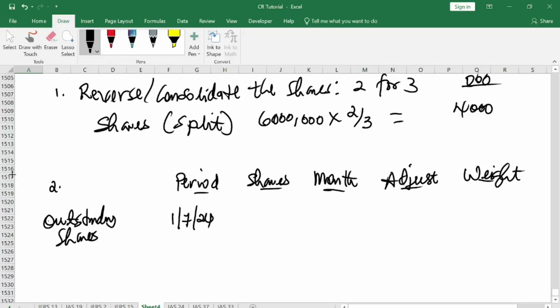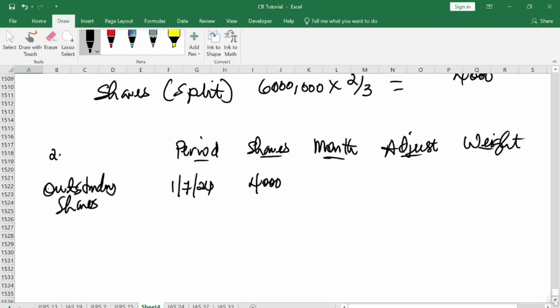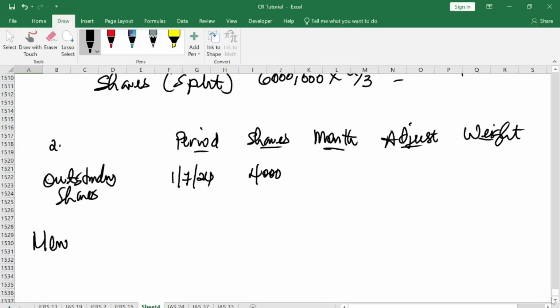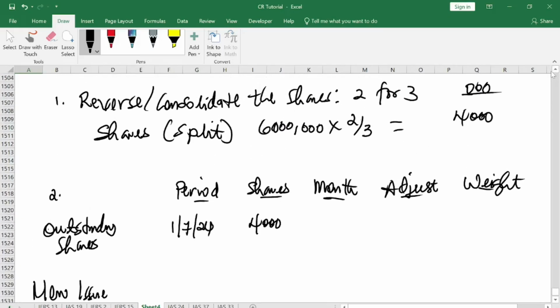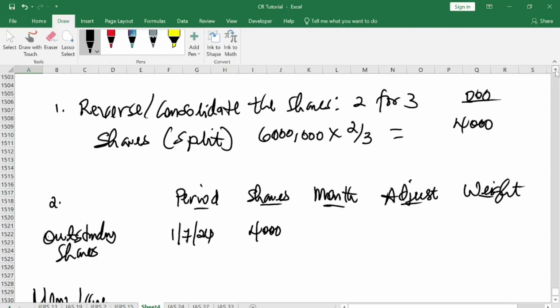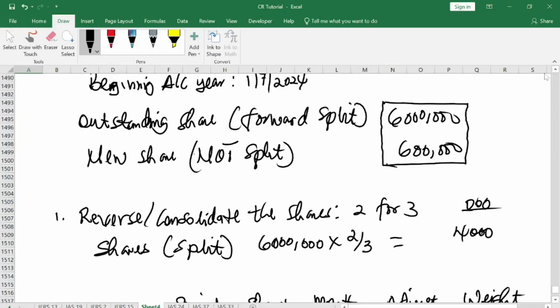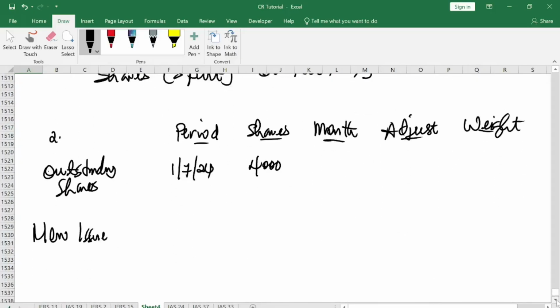So you need to retrospectively calculate this. So you have 4,000 here. Then you have your new issue. So now that we've reversed this, it is now whole. So for that reason, we can add it to the new share issue, which was not split.